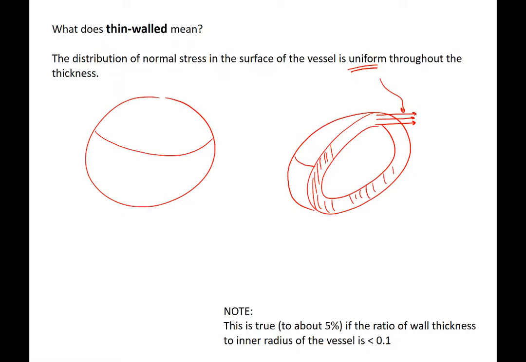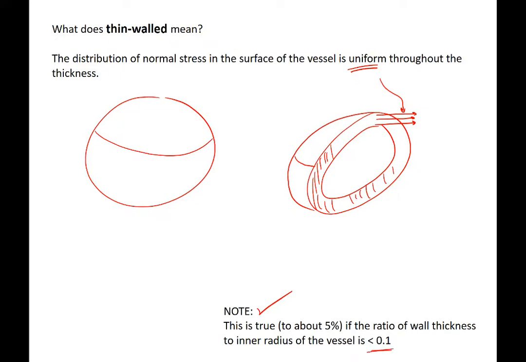Well, I shouldn't say we're going to say that. This is true, as you can see down here in the note. The stress is normal throughout the thickness if the ratio of the wall thickness to the inner radius of the vessel is less than about 10%. So you can see that down here.